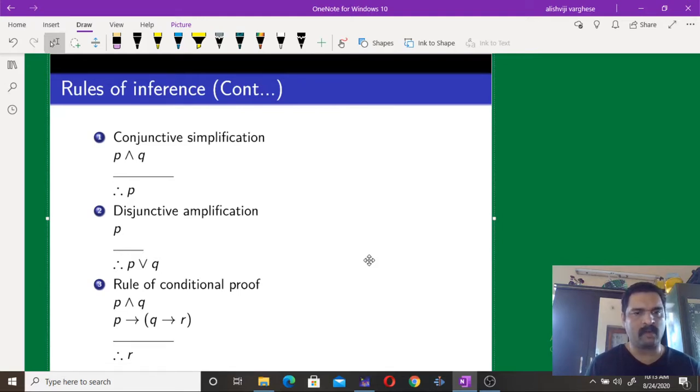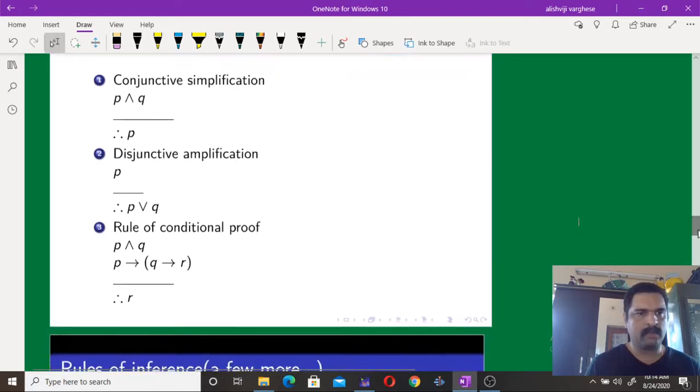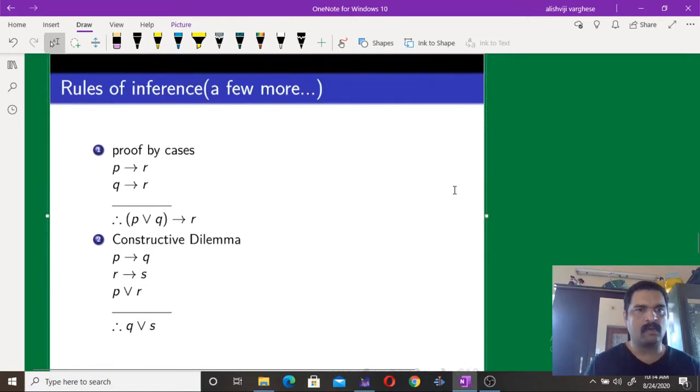Then rule of conditional proof. P and Q is given, then P implies Q implies R. Then obviously R is true. Now another one, rules of inference, proof by cases. P implies R, Q implies R, then P or Q implies R. If P implies R and Q implies R, then P or Q implies R.